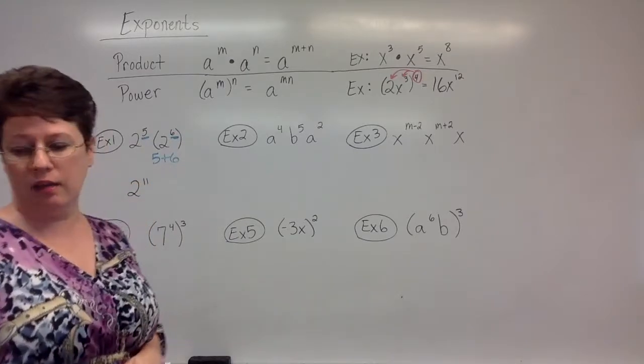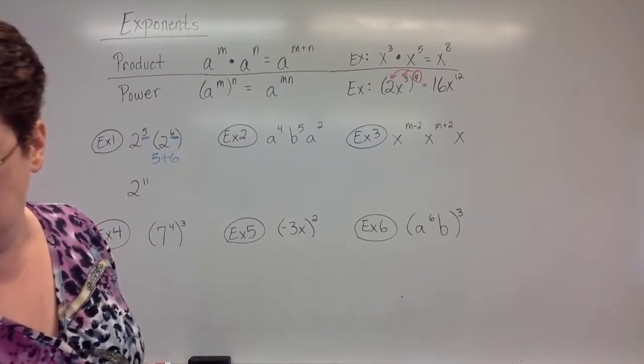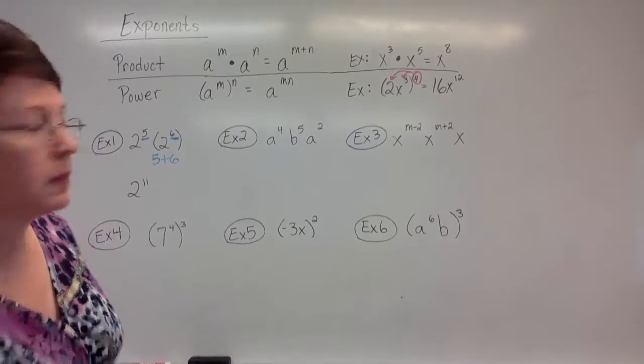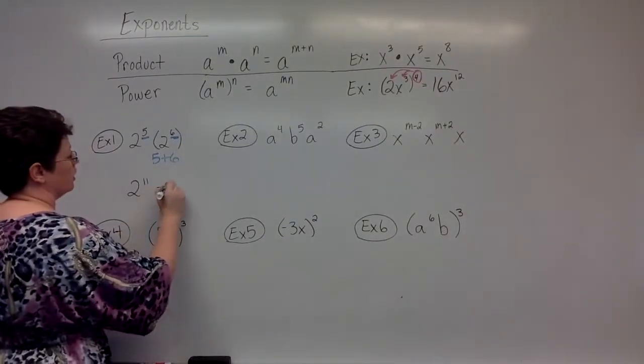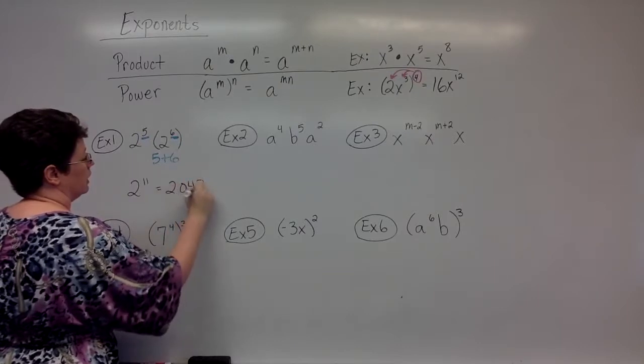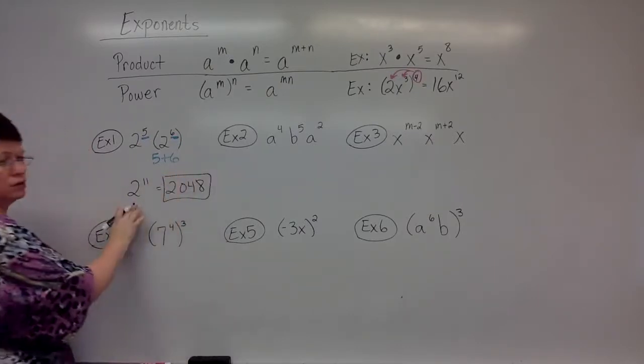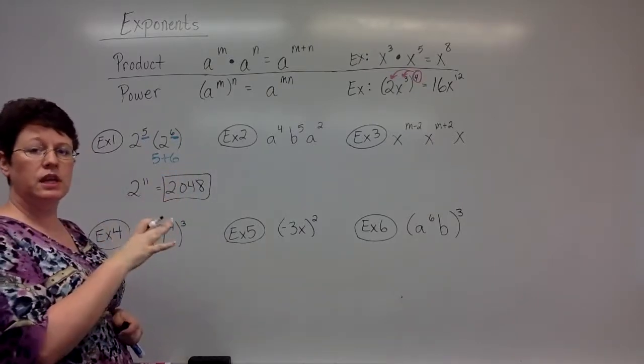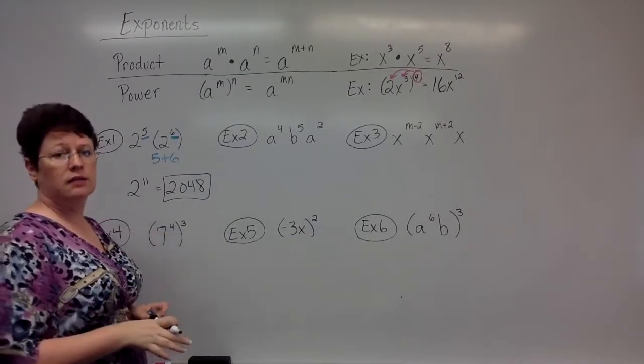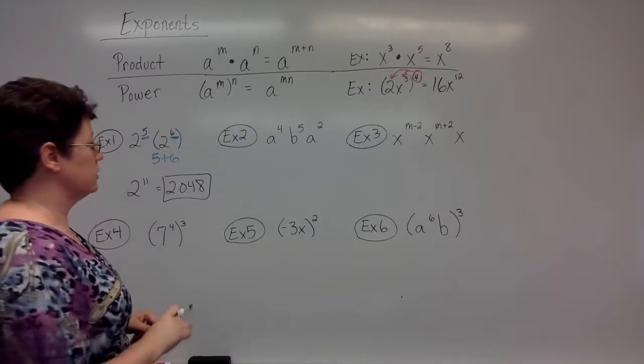Now that's not one I have memorized. So 2 to the 11th power is 2048. Again, if you have numbers and you can get a specific answer, plug it in and get that. If you have variables, you can't.